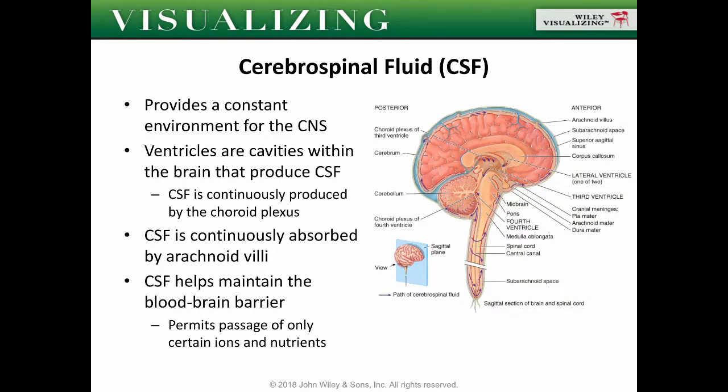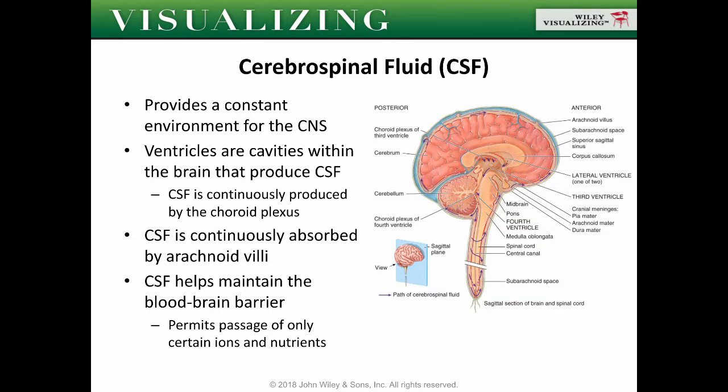Now for the cerebrospinal fluid, it provides a constant environment for the central nervous system. Ventricles are cavities within the brain that produce the CSF. The CSF is continuously produced by the choroid plexus, and it is continuously absorbed by the arachnoid villi. Of course, this is to maintain pressure. Since it's continuously produced, you must have a constant, consistent pressure. That means a consistent amount of the fluid. So if you're producing more, there's an increase, and there must be a way to dispose of the spent fluid.